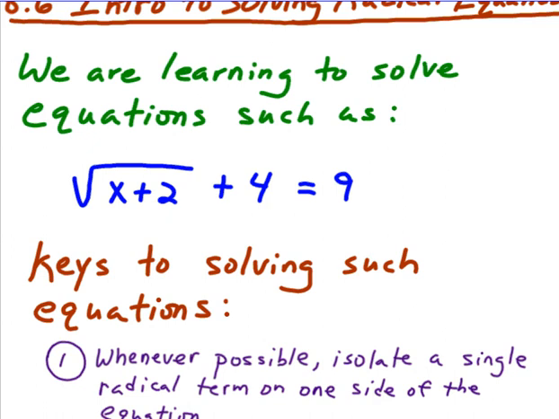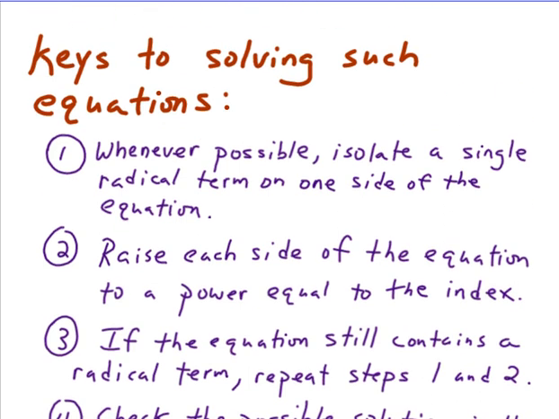Pretty much what we're learning to solve are equations such as these. This is called a radical equation. We're not going to solve this particular one. And then what I've given you are, again, these will have meaning as we start doing examples. I'd say the most important one is this one right here.